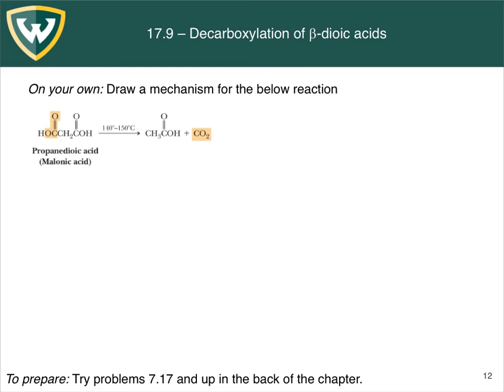So pause the video and give this a try on your own before hitting play to see me work the answer. So here's the starting material lined up for the reaction. We can deprotonate, decarboxylate, we form our enol. And then we use another of these enols to tautomerize to form the product.